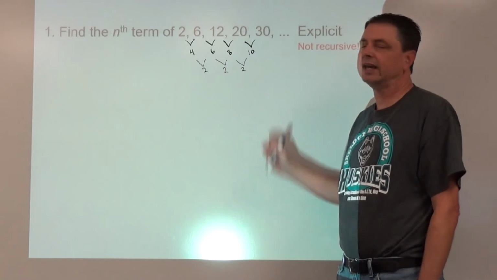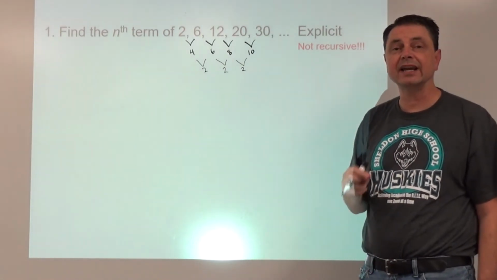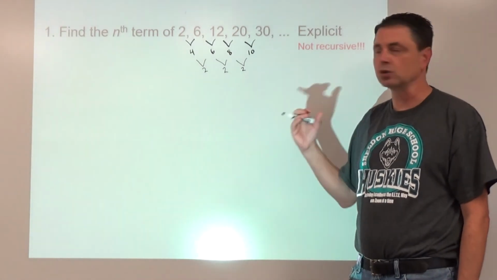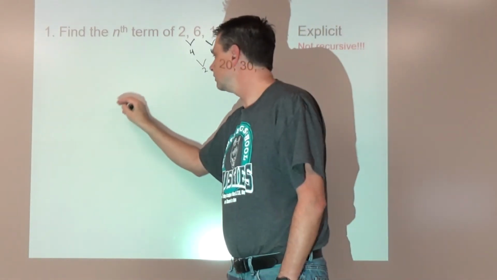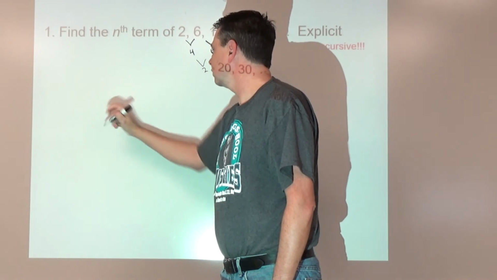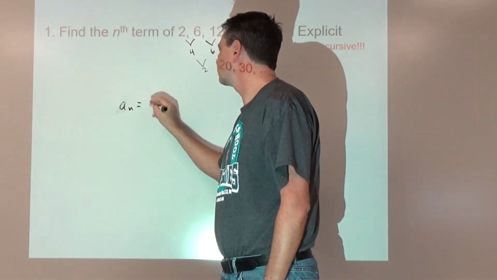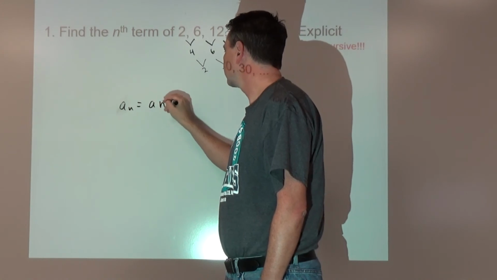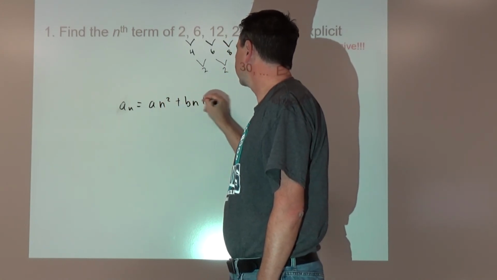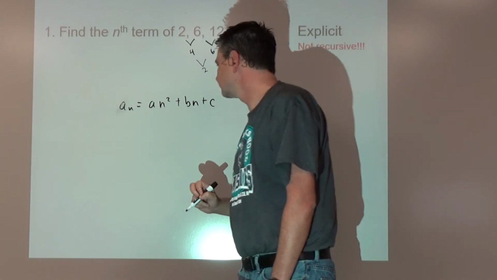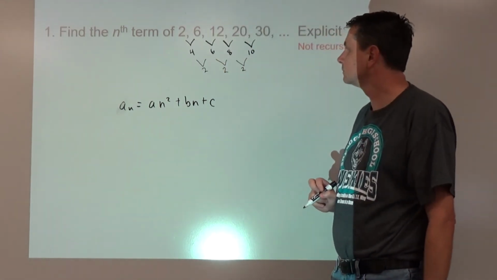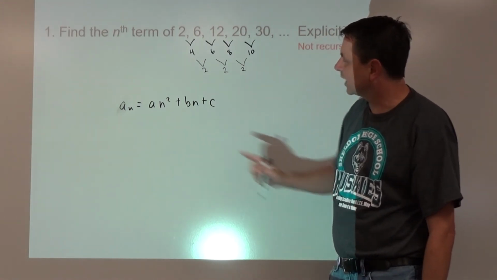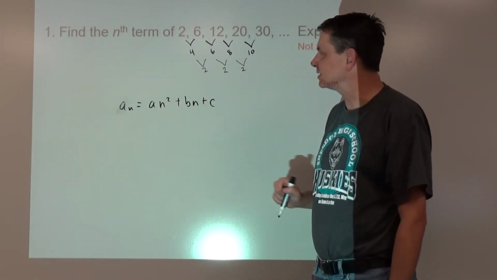Now those are the same. So what that tells us is if the second differences are constant, then our function is quadratic. So we have essentially f of n, or a sub n, is equal to a times n squared plus b times n plus c. And then we have three unknowns, a, b, and c here.